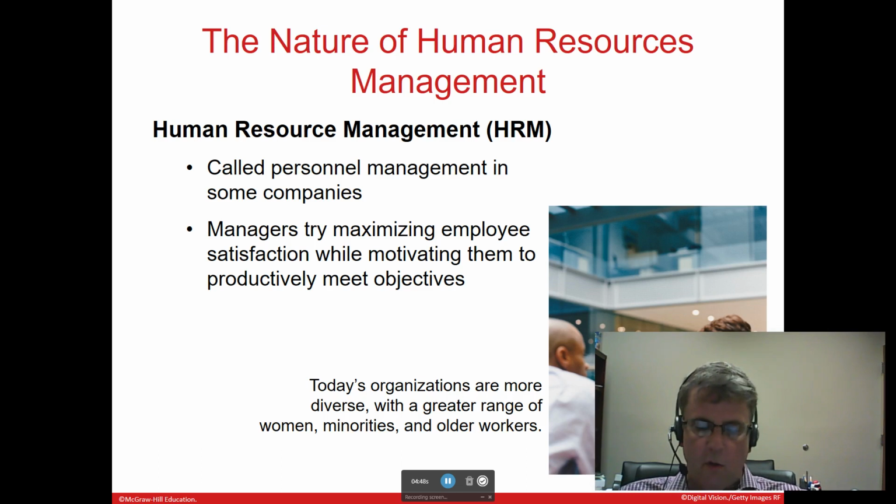Effective human resource managers are aware of changing employee conditions and use them to increase efficiency and productivity. Every manager in an organization practices some of the functions of human resources management at all times. So even if you're not going to be a human resources person, specifically in that department, you're going to practice a lot of the things that we're going to talk about in this chapter.